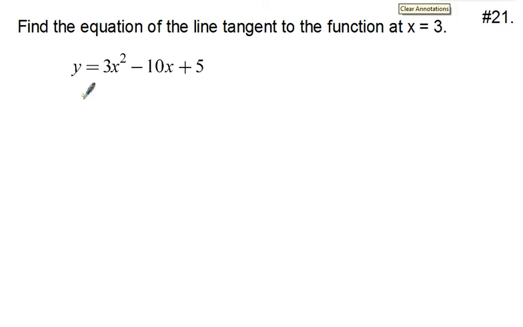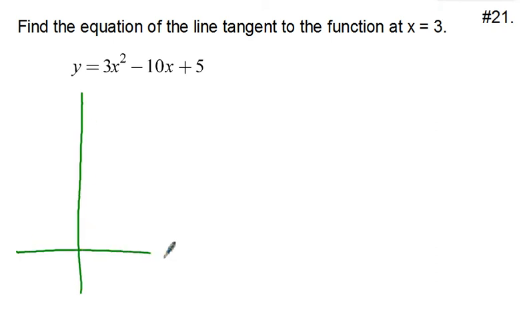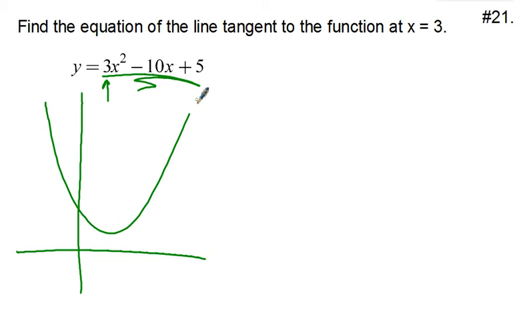A couple of observations about this function in general. This looks like a quadratic function, so we expect the graph to be a parabola. And looking at the leading coefficient, we can tell that the graph opens up, so it's going to look something like that. And in particular, if you put 0 for x, you're going to get 5. So the y-intercept is 5, and we get a parabola that opens up.